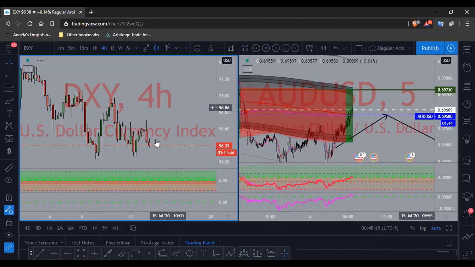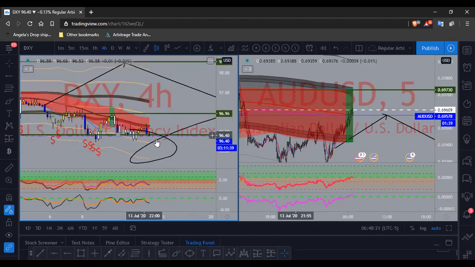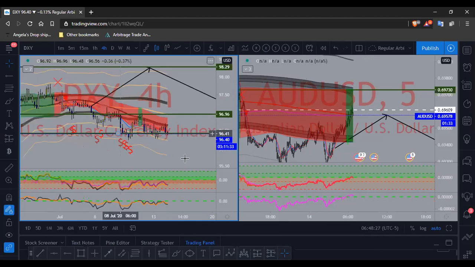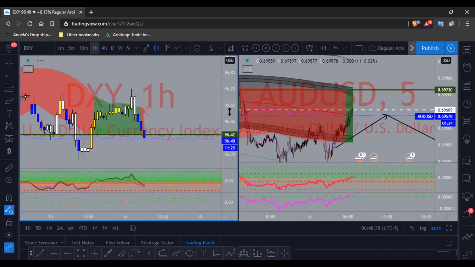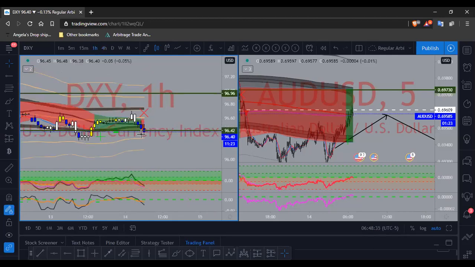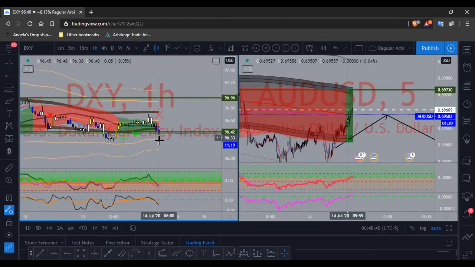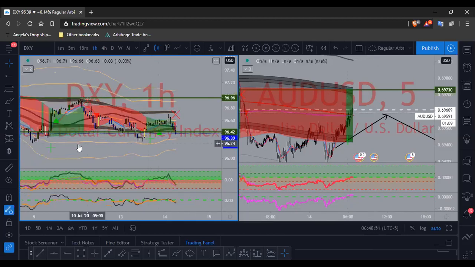DXY rejected off of this. It's still at this level. Let me get rid of this drawing that I did on Sunday. If the DXY can maintain right here, then by all means, yes, I do want to get into that AUDUSD sell. But it needs to maintain right here. Even if it comes down to 96.28, I wouldn't be mad. I'll be fine with that drawdown. But anything lower than that, I would probably get out of the trade.